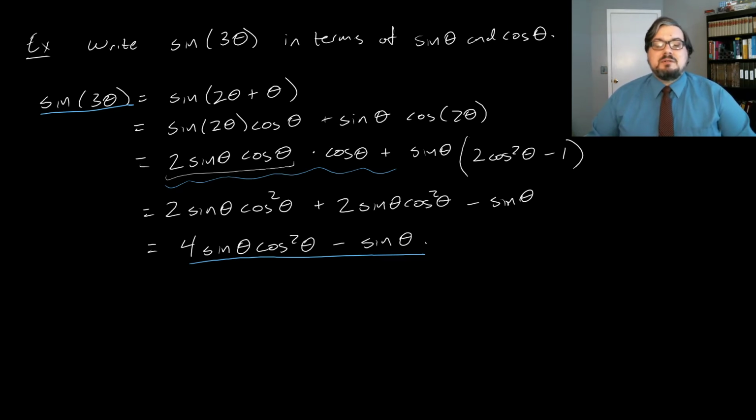Sometimes you want all of your functions to have just thetas inside for one reason or another, in which case the sine 3 theta expression simply isn't going to work, and you have to convert it into the form that we have here, 4 sine theta cosine squared theta minus sine theta. So this is a way that we can use these formulas to simplify things down.